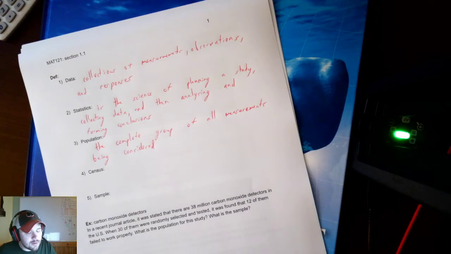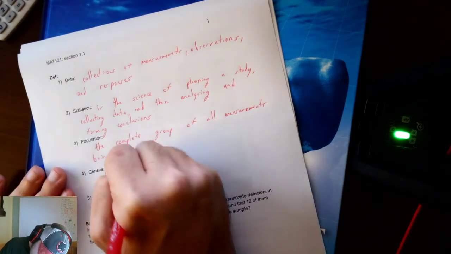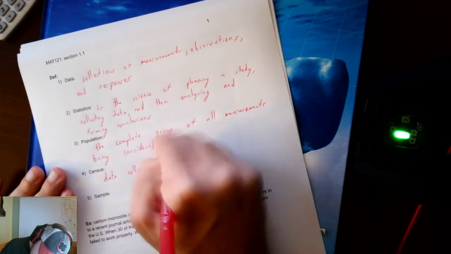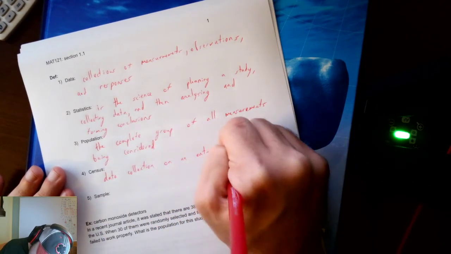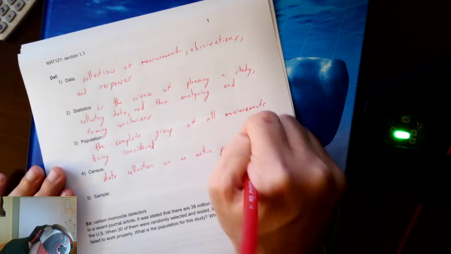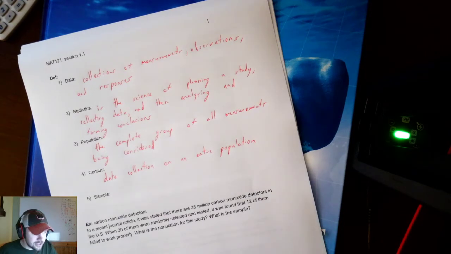Now, from a population, we can collect two types of groups. We can collect a census, which is data collection on an entire population. And the word census should ring a bell. We had a census earlier this year. 2020 was a census year. So it's collecting data on the entire population.